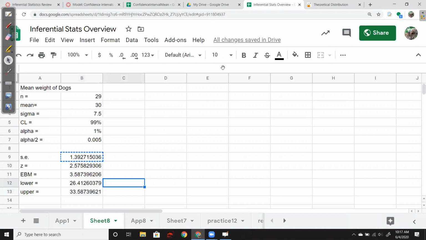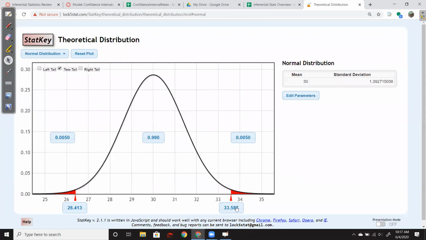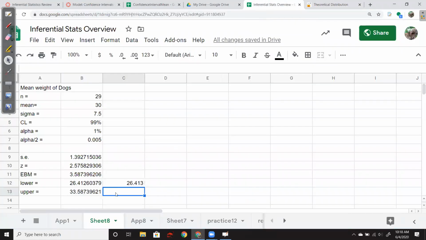So Statkey agrees. So I'm just going to write the Statkey value, 26.413, which is how that would round to the nearest thousandth. And the other one is 33.587, which should match. And it does.